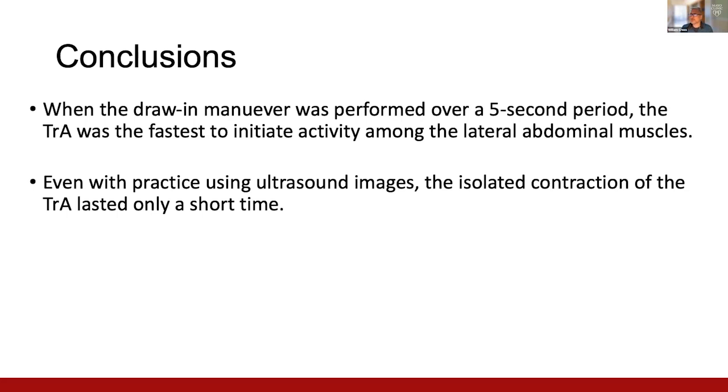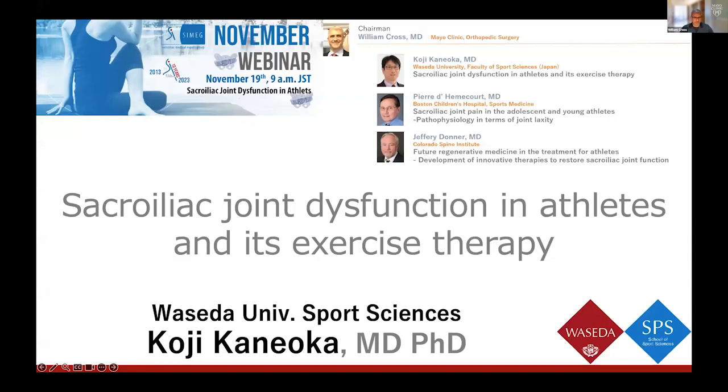All right, let's move right on to Professor Kaneoka. Okay. Sacroiliac joint dysfunction in athletes and exercise therapy. And I think there'll be some tie, and I think it's just fascinating. I'm a huge fan of looking at how therapy and muscular contractions interact on the SI joint. And I think that's really a highlight of this whole webinar. So thanks. All right, Professor Kaneoka.